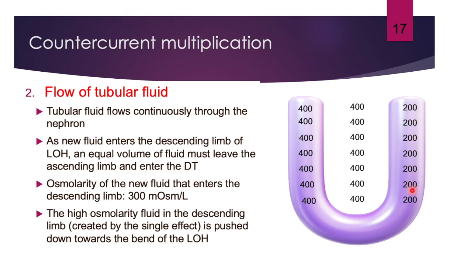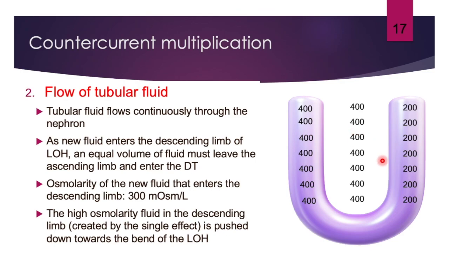In the thick ascending limb, the osmolarity is 200 milliosmol per liter because of pumping out of the solutes into the interstitium. The osmolarity in the interstitium increased to 400 because of the solutes, whereas in the descending limb, the osmolarity is 400 because of water reabsorption from the lumen into the interstitium.